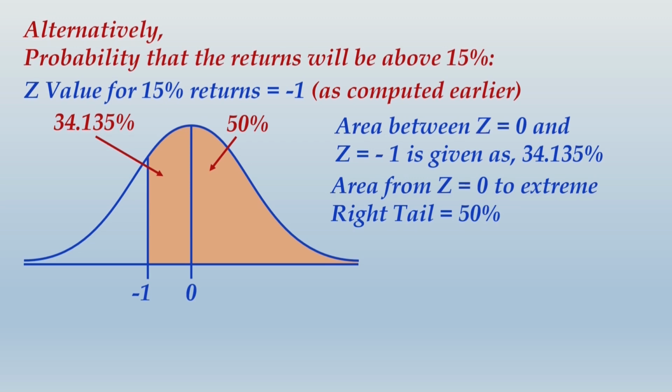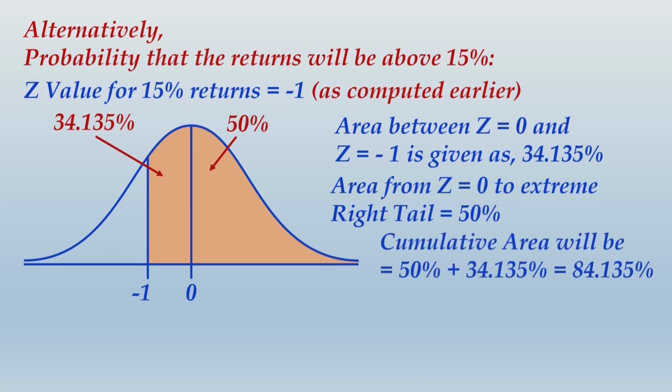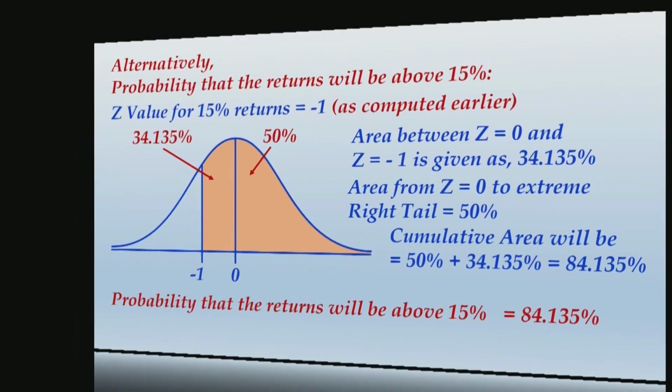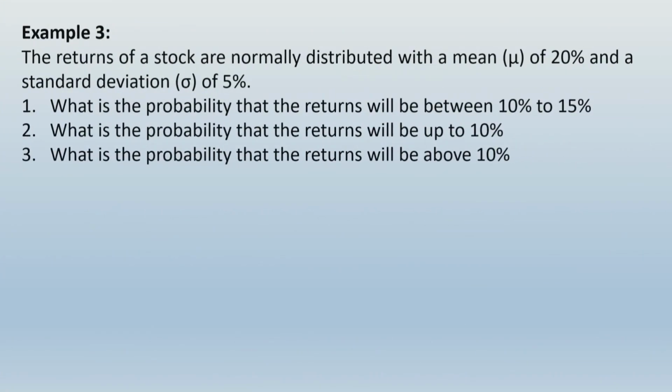So if you observe, this entire shaded region is what we are seeking, that is returns above 15%. You may aggregate these two and conclude that the cumulative area will be 84.135%. Therefore the probability that the returns will be above 15% is 84.135%. So I am sure you have understood this whole thing. Let us move ahead and take up another example.